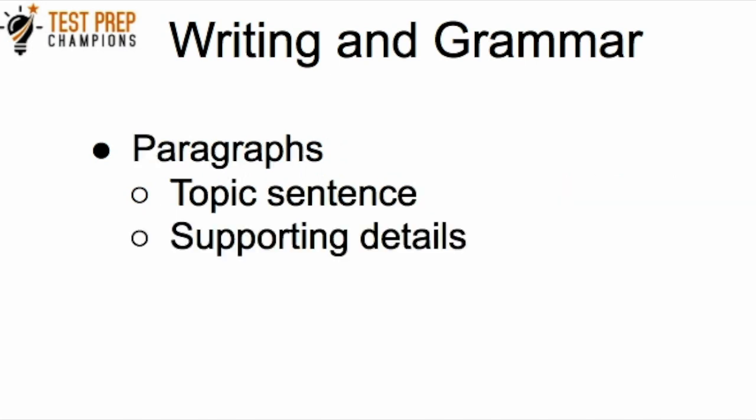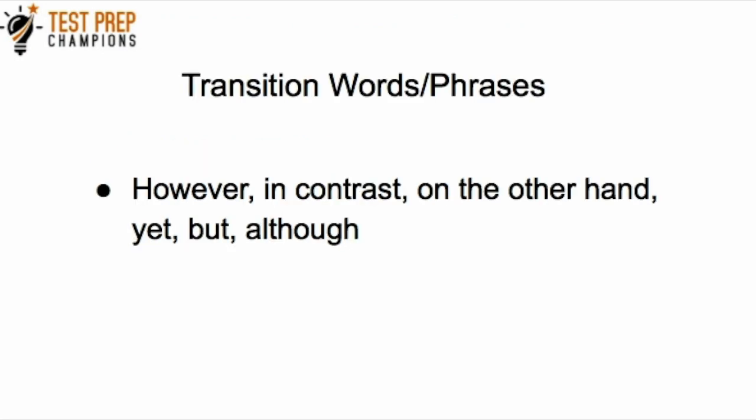And you'll just want to know about paragraphs, and basically a paragraph is just a set of sentences. Then you'll have that topic sentence in the first sentence usually, then the remaining sentences are just going to provide additional supporting details. Transition words or phrases are also important to be able to identify, and these are words like however, in contrast, on the other hand, yet, but, and although.